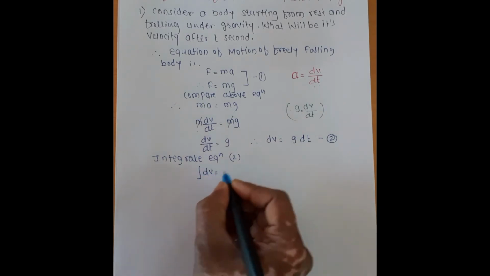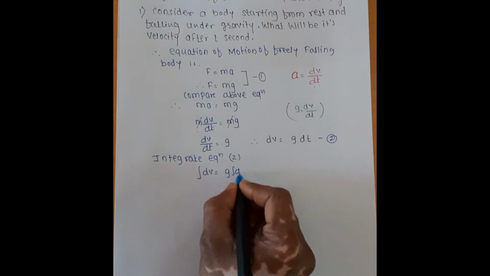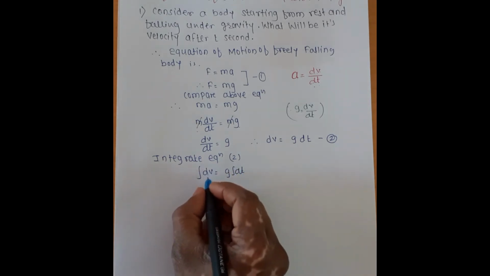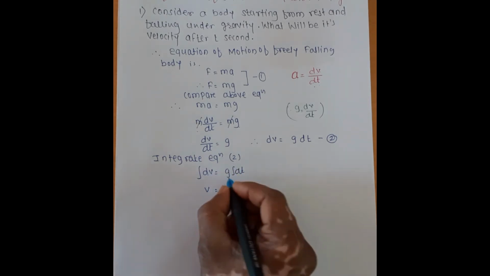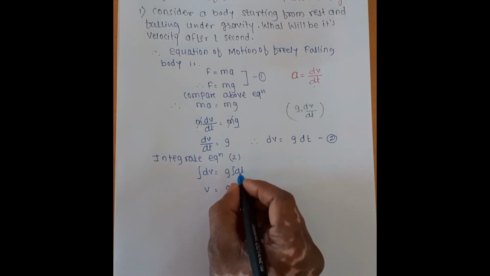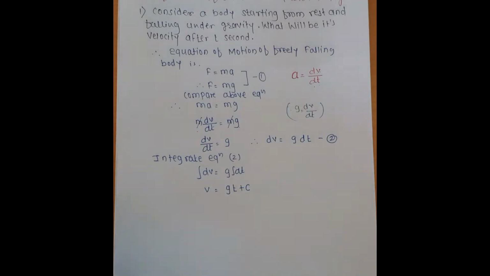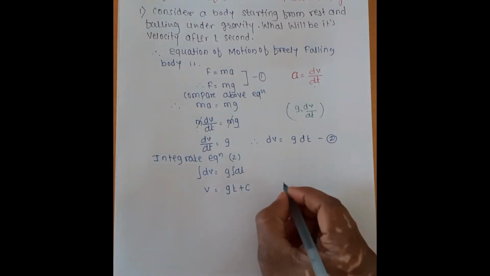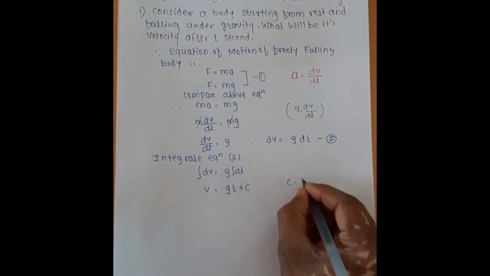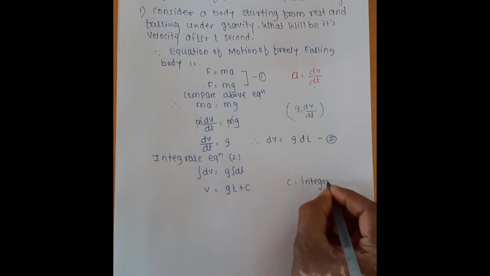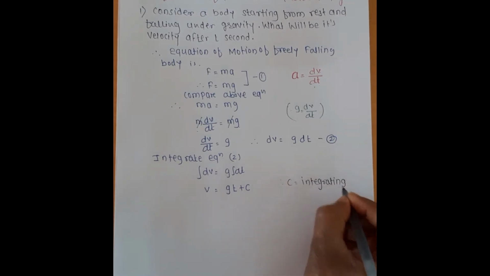If we integrate this equation, then integral of dv equals g, which is a constant, times the integral of dt. The integration of dv is v, g stays as it is, and the integration of dt is t, so v equals g t plus c. What is c? Here c is the integration constant.